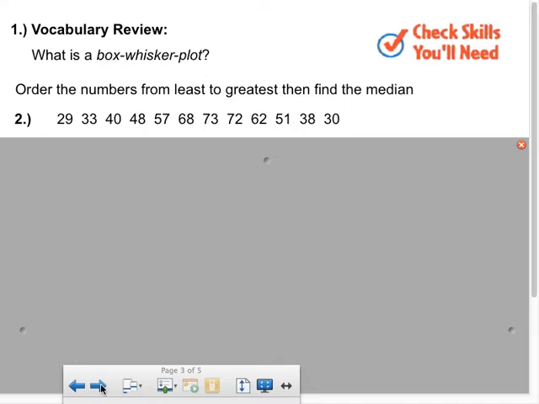Okay, so a box-whisker-plot. Anybody have a guess about that? Do you guys remember what the box and the whiskers represent? Let's come back to that question once we go over this part right here. This should have been pretty easy for you guys. Remember from the warm-up we did the other day?